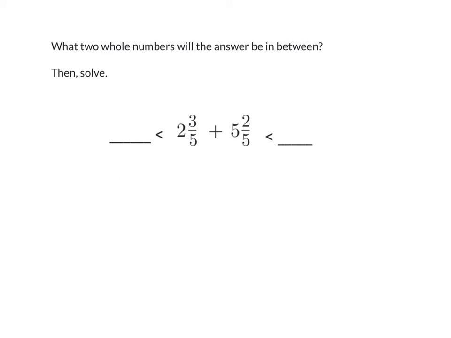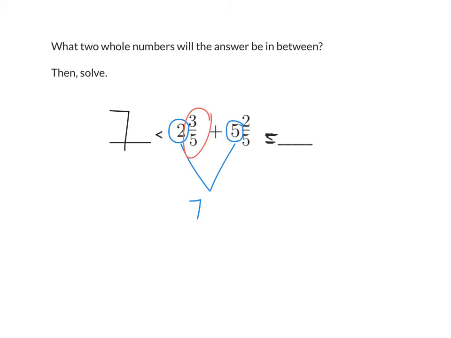Before we even solve it, I want to know what two whole numbers this answer will be between. I'm going to tell you right now that this needs to be equal. It's going to equal a whole number, right? Can you guys see why? Let's add the whole number parts first. What's 2 plus 5? 7. So could this sum be less than 7? It's going to be bigger than 7, right? So the lower end we know is going to be 7. That's our lower whole number.